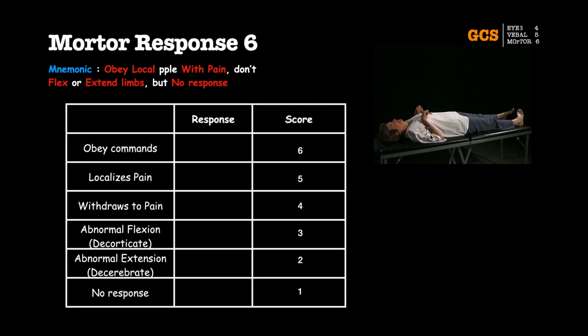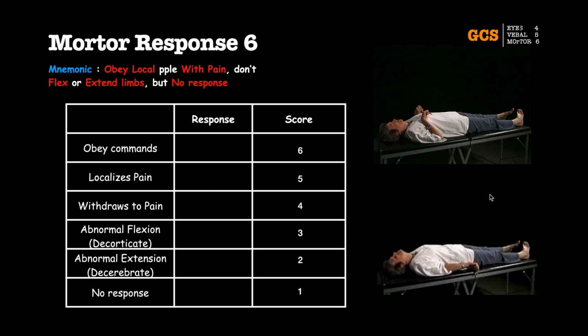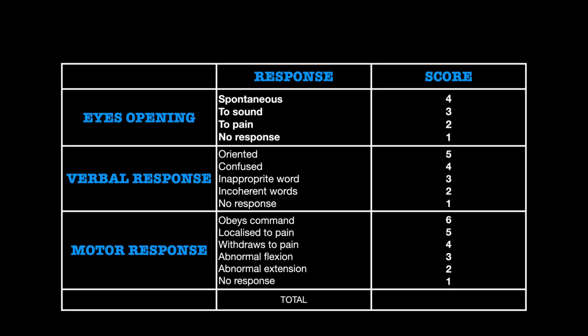And so this is an example of a decorticate posturing. As you can see, the patient has flexed the limbs. You can see the arms flexed to the chest and the legs are rotated inwards. This is decorticate. And this is a decerebrate posturing. And so you can see that the patient has extended the head, as well as the limbs are on the sides and the legs are also pointing inwards. This is an example of decerebrate posturing.